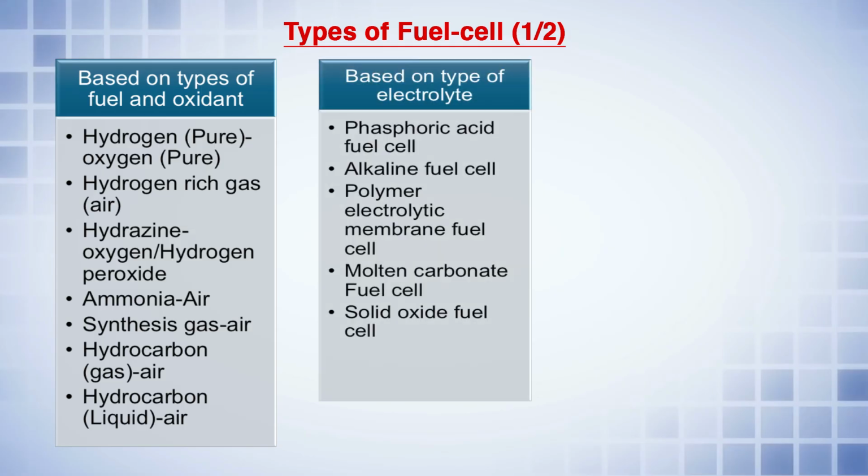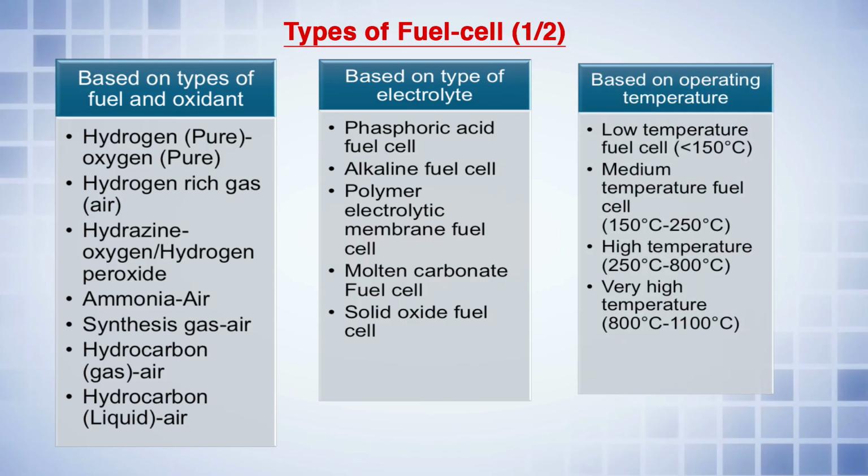The next classification is based on the electrolyte: the phosphoric acid fuel cell, the alkaline fuel cell, the polymer electrolyte based fuel cell, the molten carbonate fuel cell, and the solid oxide fuel cell. So those are based on the electrolyte.